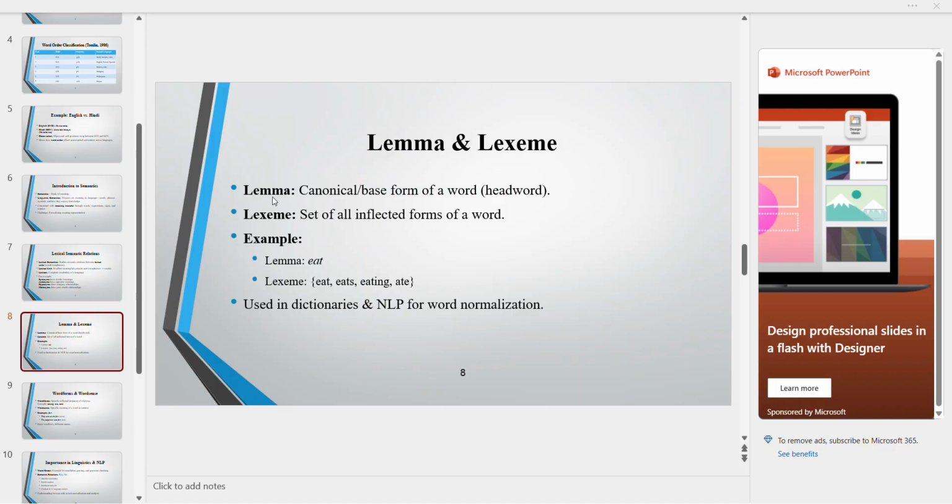Lemma and lexeme. Lemma is the canonical or base form of a word. Lemma means it is a base or dictionary form of a word. Lexeme is the set of all inflected forms of a word. A lexeme is a set of all forms of a word. Let's take an example. Lemma: eat. Lexeme: eat, eats, eating, and ate. Here the dictionary is used. Here we use the dictionaries and NLP for word normalization.